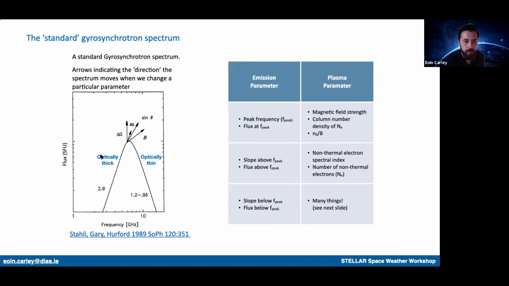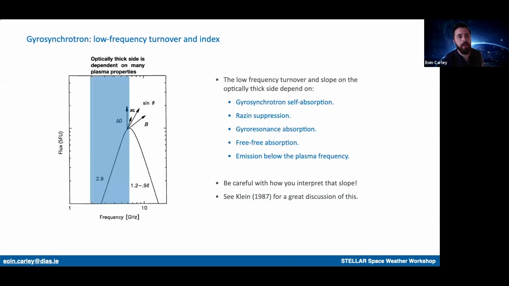Okay, the slope below the peak is a really complicated matter. It depends on many things, which I can go through very briefly. How am I doing for time? Yeah. So this low frequency turnover here that you see in a gyrosynchrotron spectrum, it depends on a huge amount of things. Because it's the low frequency end, it's optically thick, meaning the radiation doesn't escape that easily. It's just affected by so many different parameters inside the plasma.